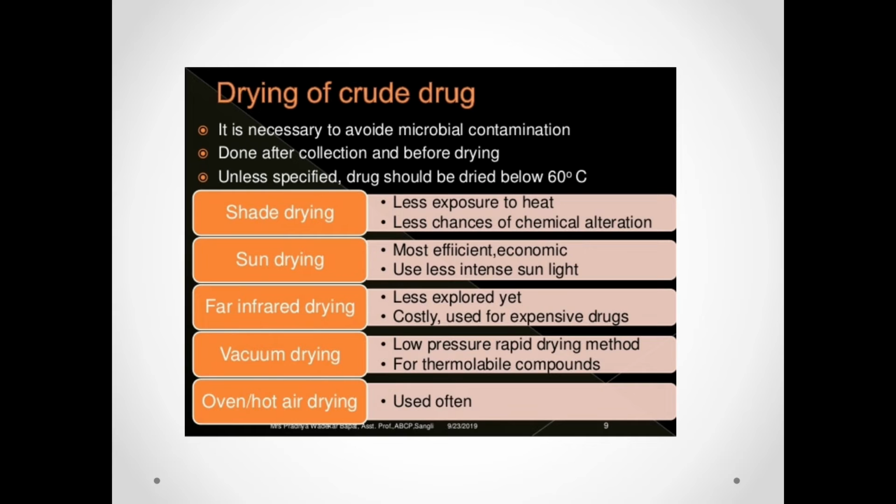The fourth one is vacuum drying, in which low pressure is applied. It is a rapid drying method, and it is suitable for thermolabile compounds. That means the compounds or drugs which have heat-sensitive characteristics can be dried using vacuum drying. And the fifth one is oven or hot air drying, which is used often.